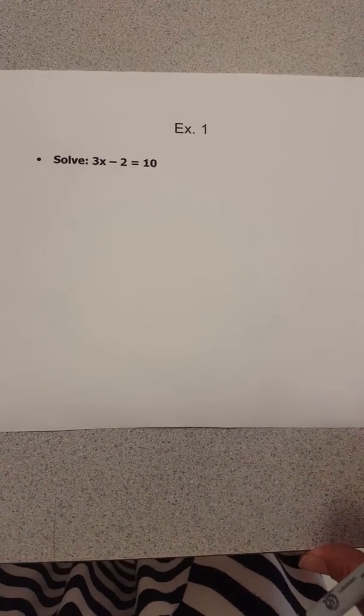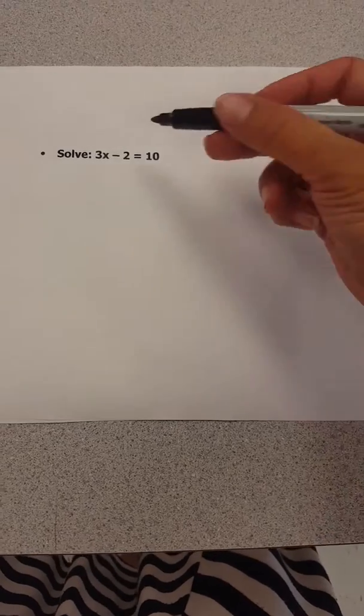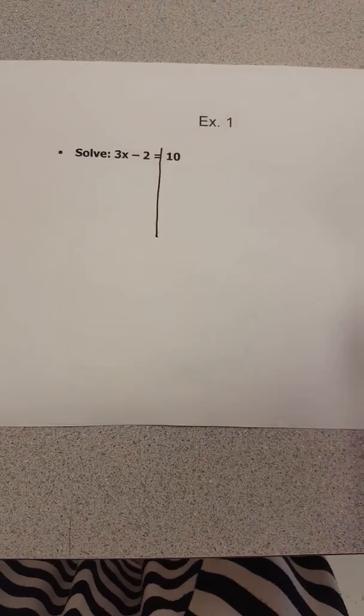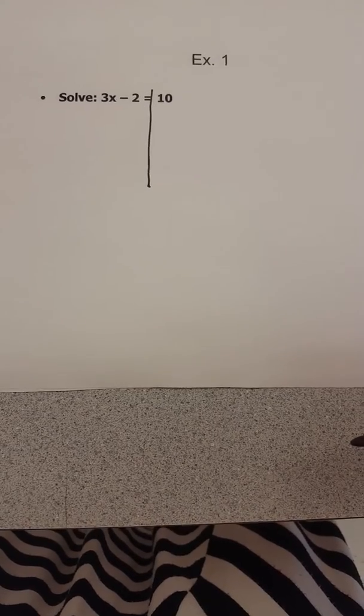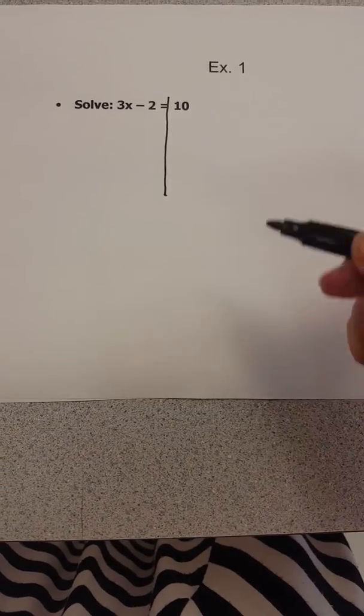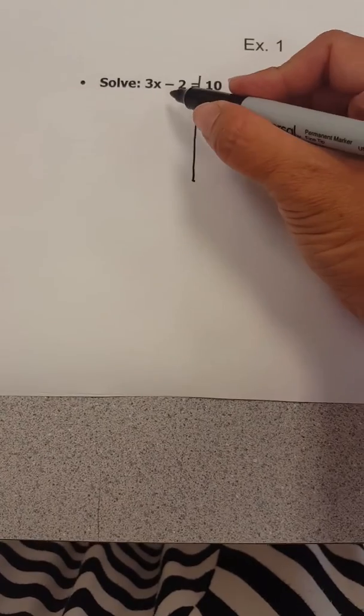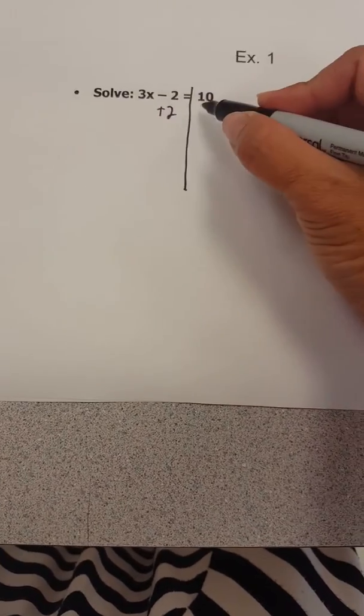Okay, first here we have 3x minus 2 equals 10. So we're going to draw our wall to show both sides of the equal sign. And from here, remember we start with getting rid of the number without the variable. So in this case it would be minus 2. So the opposite would be plus 2.